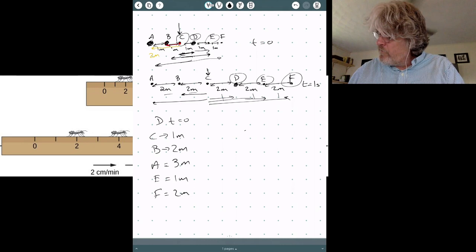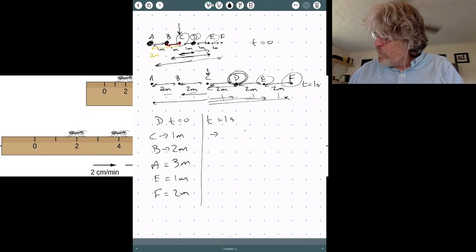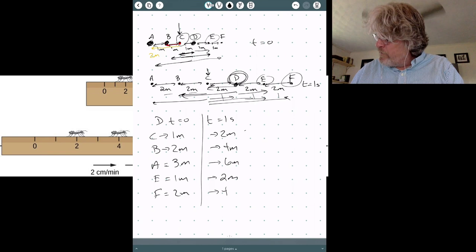One second later, at t equals 1 second, looking from D, galaxy C has moved to 2 meters, so now it's 2 meters away. Galaxy B is now 4 meters away from D. Galaxy A is 6 meters away from galaxy D. And E is 2 meters away in the opposite direction, and F is 4 meters away in the opposite direction.